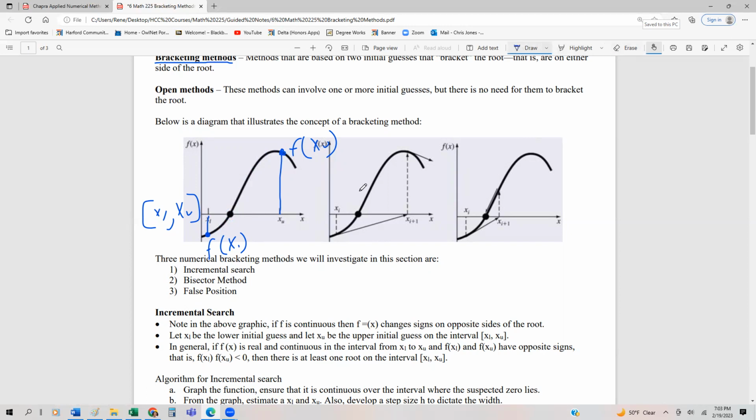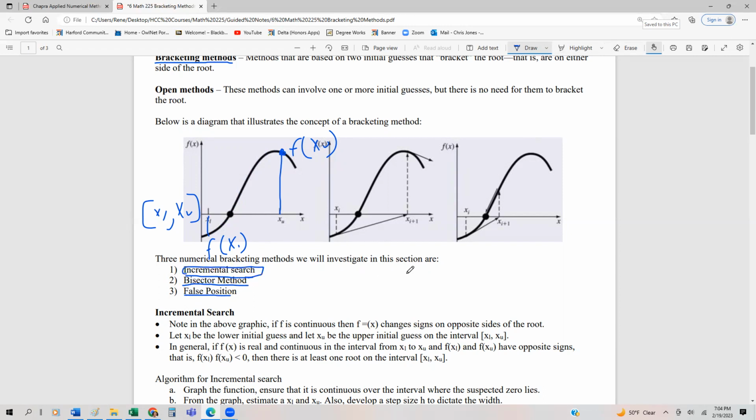Most of the time we have some sort of increment size. So we move from here to here to here to here. We have a partition. We're going to see that in a few moments with our first bracketing method, which is the incremental method. The three methods we're going to look at in this section are the incremental search, the bisection method, and then the false position method. Let's start with the incremental search.